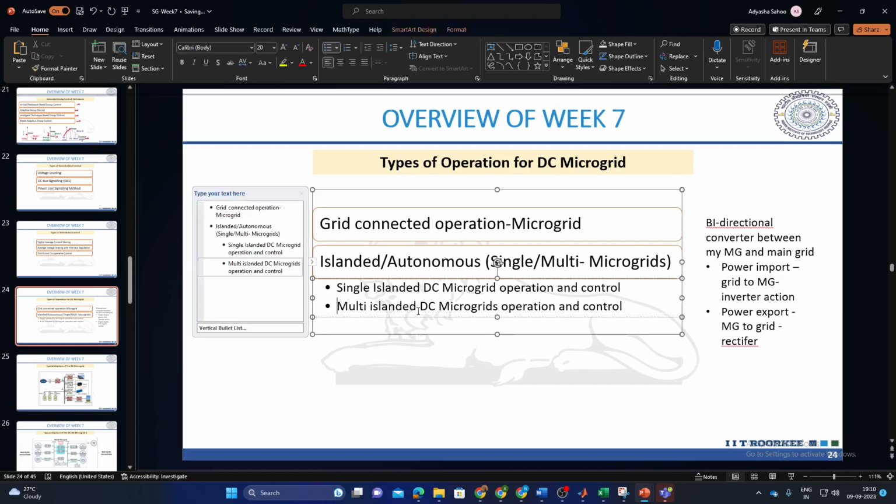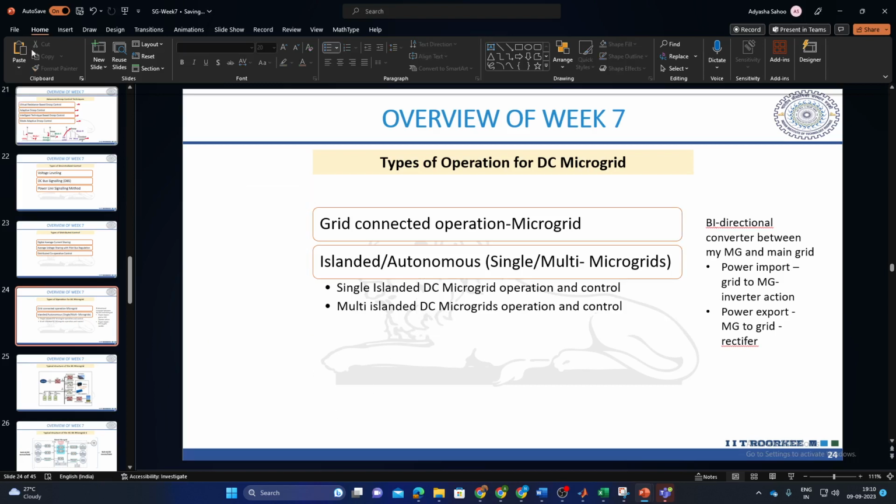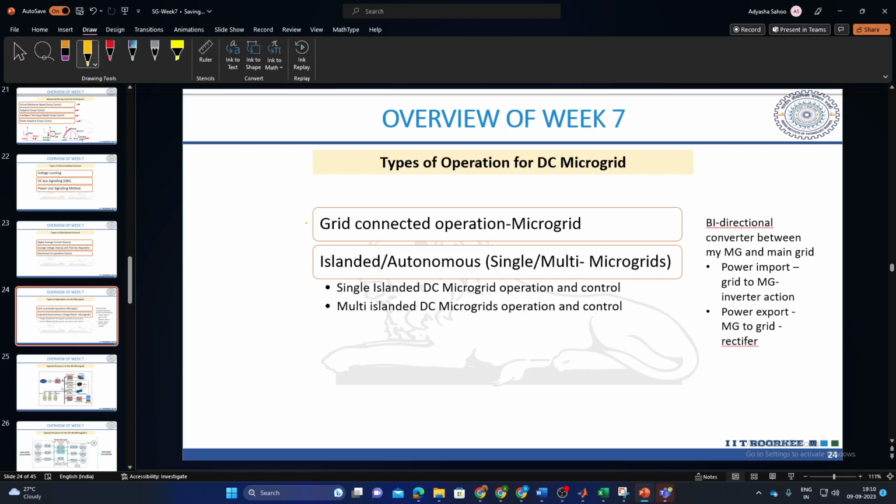Then here we had also islanded mode of operation. In islanded mode of operation, the microgrid can operate on its own, that is a single islanded microgrid connection, or they can form a cluster, a network cluster, right? And they can form multiple clusters, like a multi-islanded DC microgrid. So here the reliability will be improved, the stability can be improved, and there will be better utilization of the resources in the case of clustered microgrids.